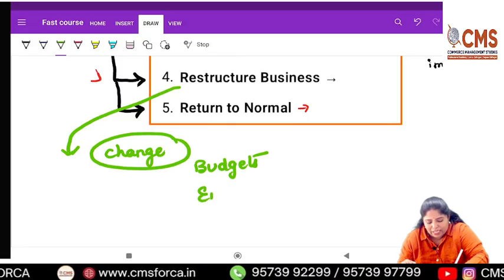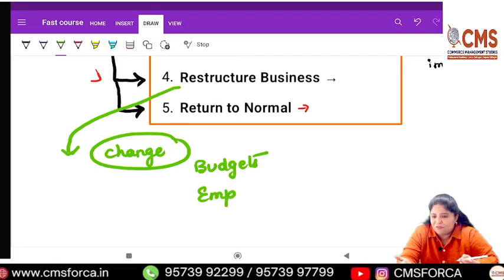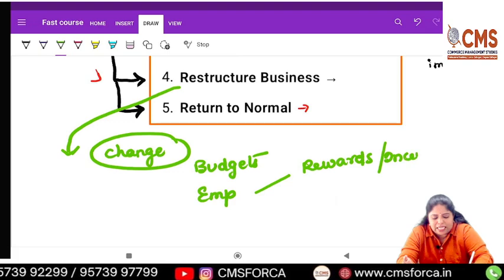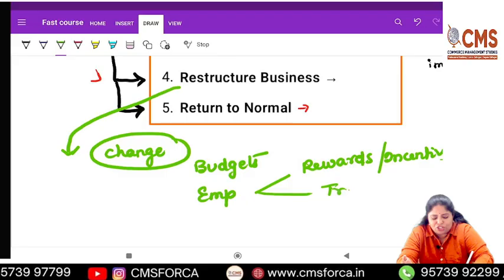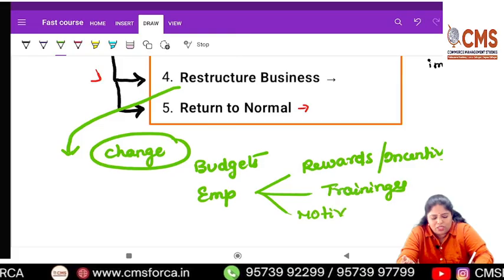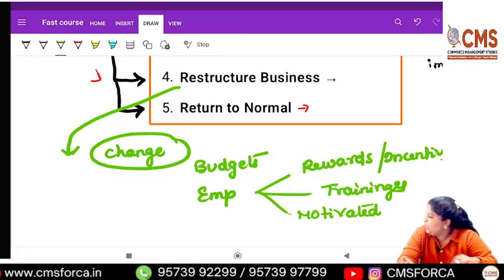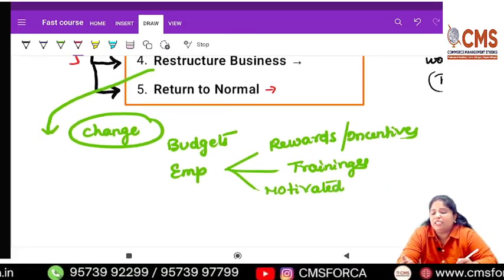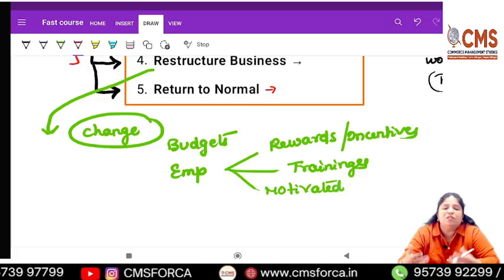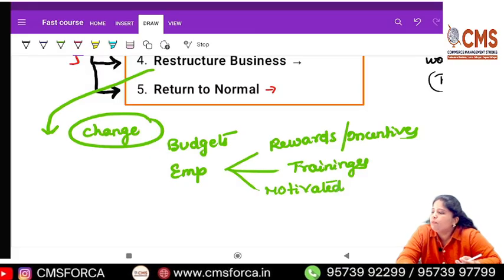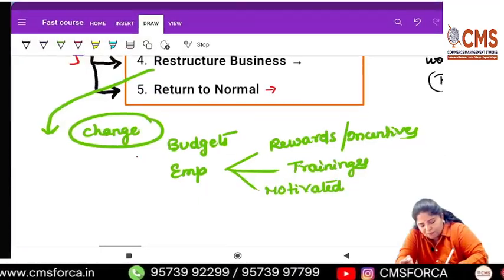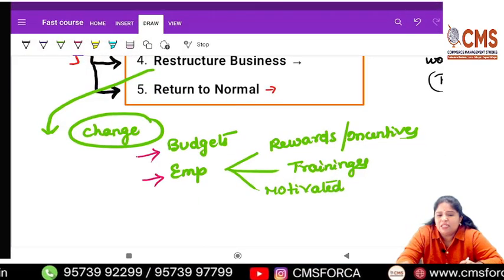We are going to create improvement in employees and their behavior by giving them good rewards, good incentives, or good training so that they are always motivated. So you want your employees always to be motivated. So always give them good trainings, good rewards, good incentives so that your employees are always motivated. When employees are motivated, they work with more commitment and they can exhibit productivity in the work environment. So we need to create change in the budgets. We need to create change in employees.